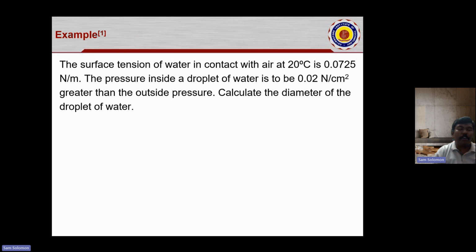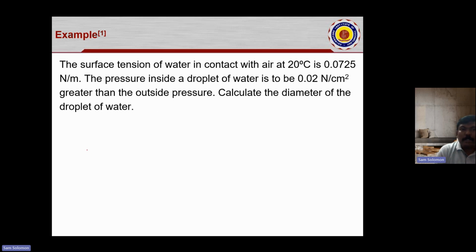Okay. So now let's solve a couple of examples under surface tension. Let's look at this first example. The surface tension of water in contact with air at 20 degrees centigrade is 0.0725 Newton per meter. The pressure inside the droplet of water is to be 0.02 Newton per centimeter squared greater than that of the outside pressure. Calculate the diameter of the droplet of water.